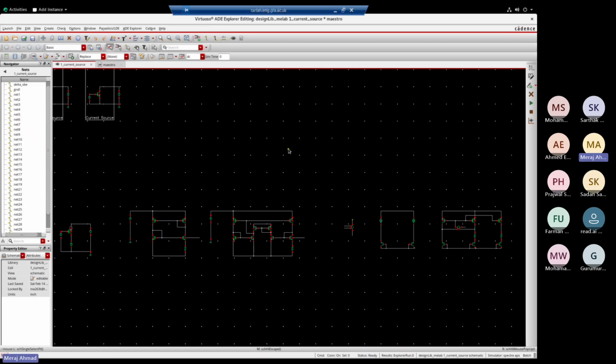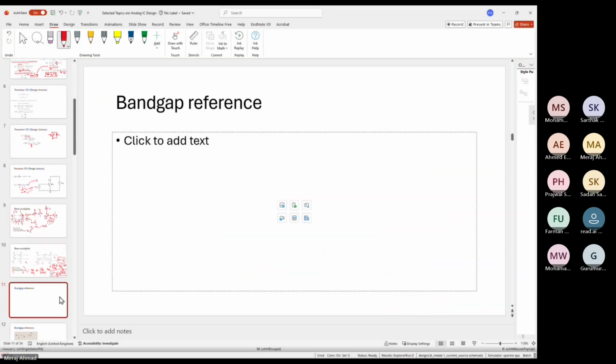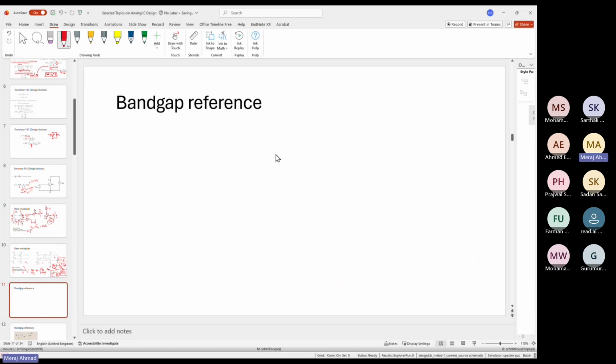Now comes the other part, how you generate a voltage on chip. So let's continue our discussion. Voltages are generated using bandgap references. These are some of the topics covered very well in courses. Can anyone tell what is a bandgap reference? Like how we make it?